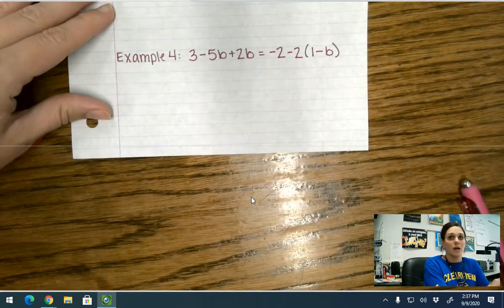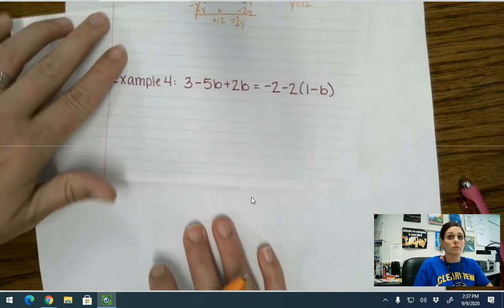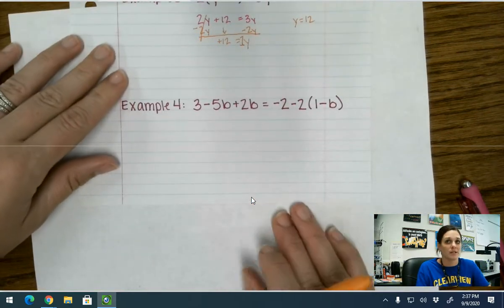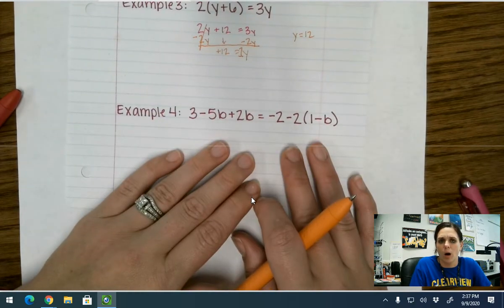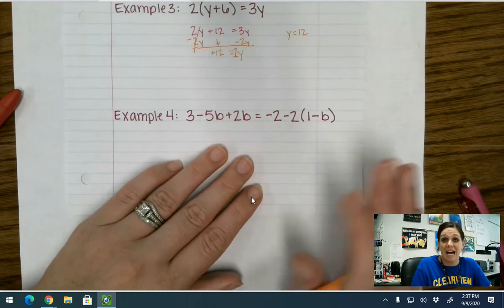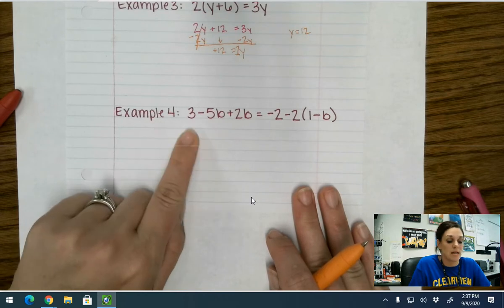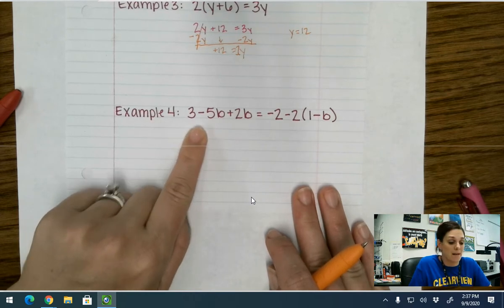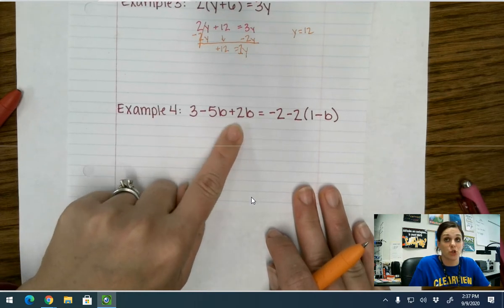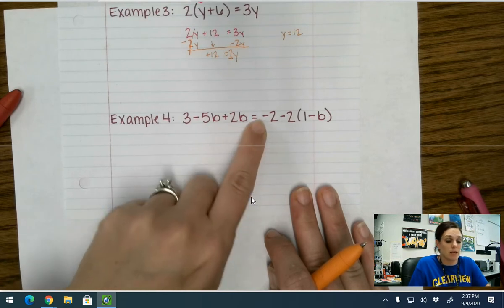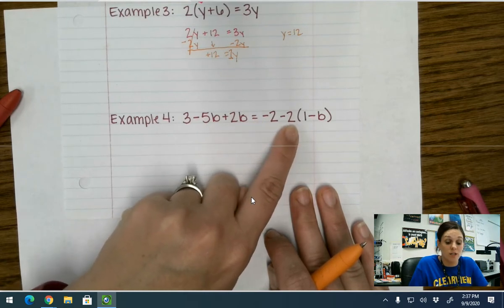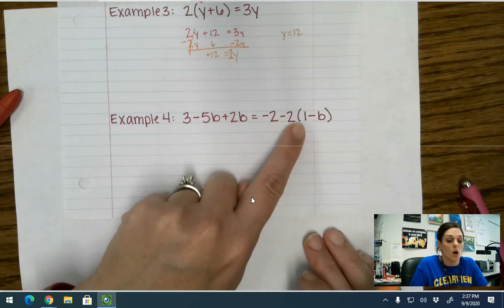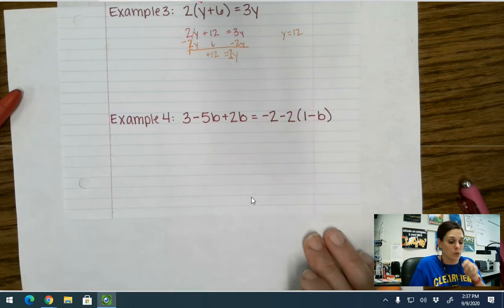All right, so in this example, we have a bunch of numbers. A lot of times whenever I show this on the smartboard, we all get the, whoa. Okay, so let's read it out. So example 4, you're writing this down. We have 3 minus 5b plus 2b equals -2 minus 2 times the quantity 1 minus b, closed quantity.